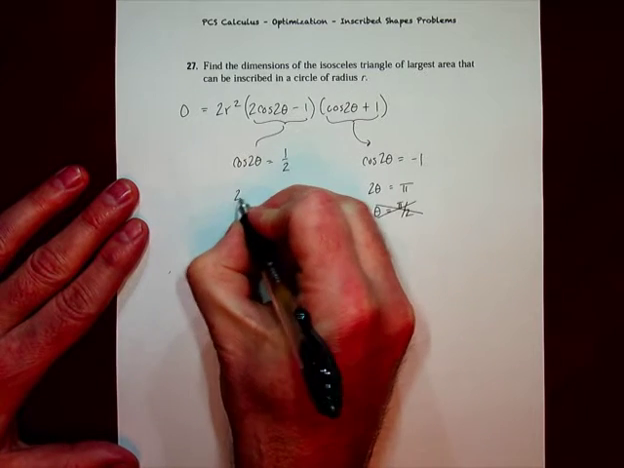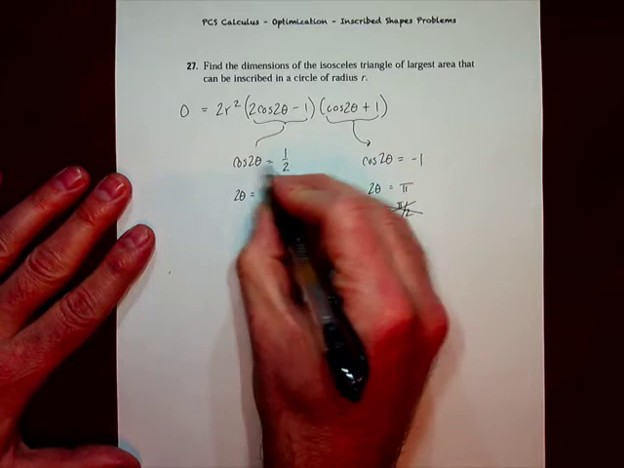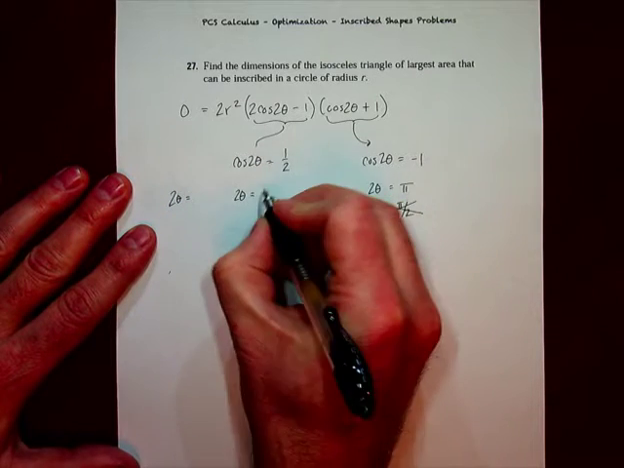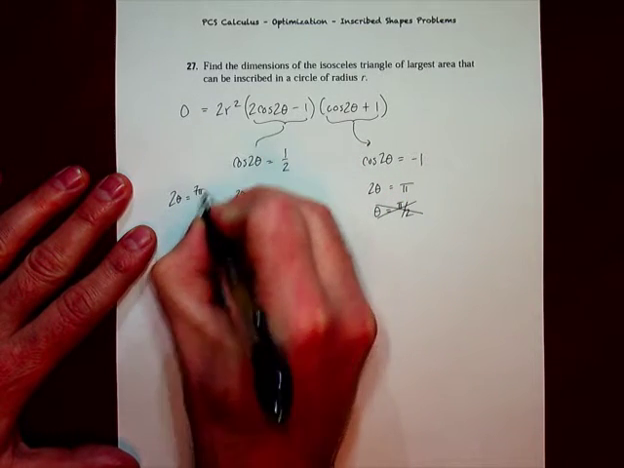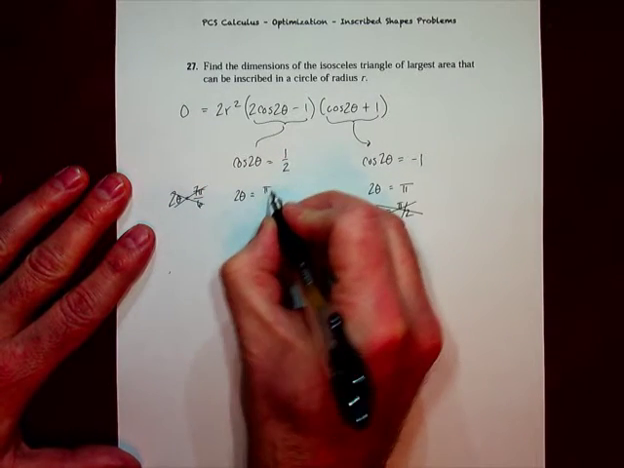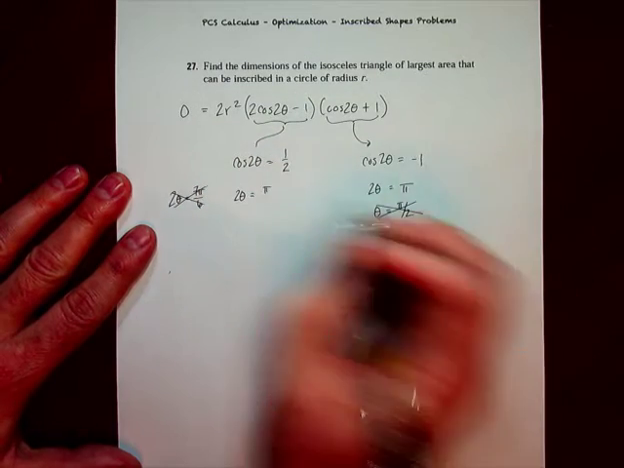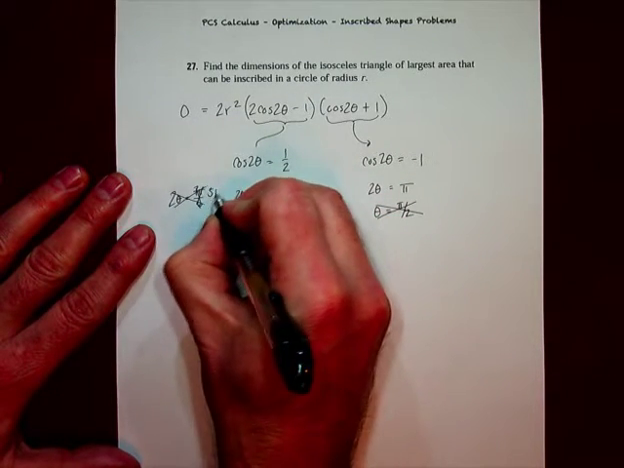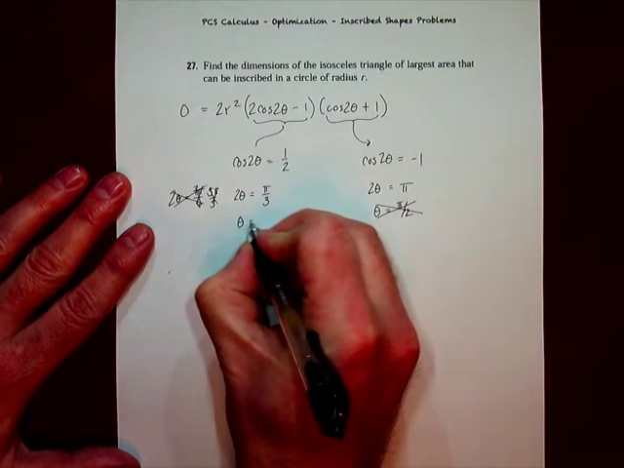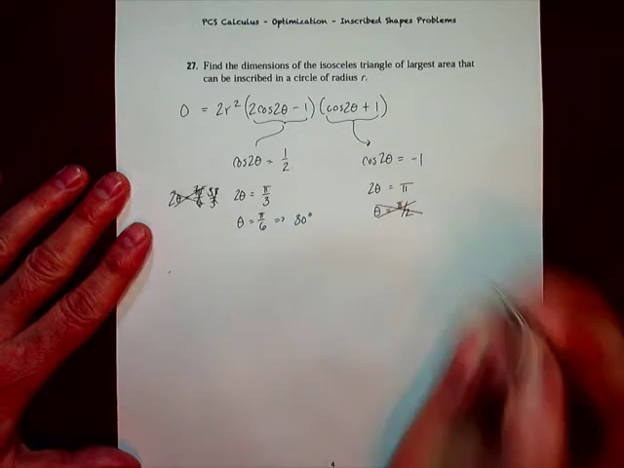But this one will. Cosine 2 theta is equal to 1/2 at 2 places. One of them is at 7 pi over 6. That's not going to work. The other one is at 5 pi over 3, but that's still not going to work. It's still in the fourth quadrant. But the other one is pi over 3, which gives us a theta value of pi over 6, which, as we know, is 30 degrees.